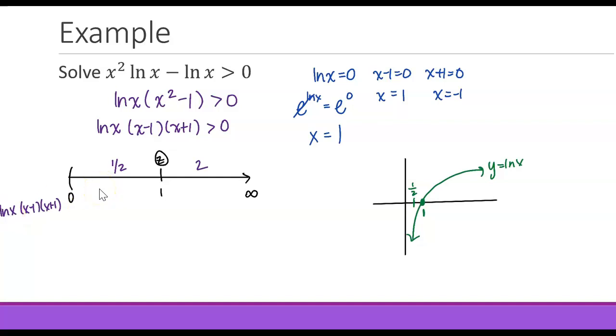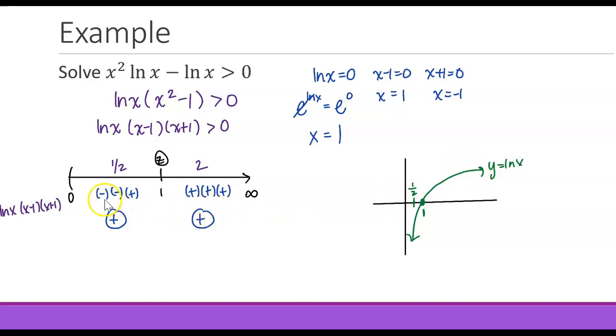So in this sign analysis, we have a negative for the first piece. 1/2 minus 1, that's another negative. And 1/2 plus 1, that's a positive. So two negatives give me a positive overall. This is a positive interval. Then I'm going to plug in 2 into natural log. Plugging in 2 will give me a positive value on the graph. So we have a positive, 2 minus 1 is positive, 2 plus 1 is positive.